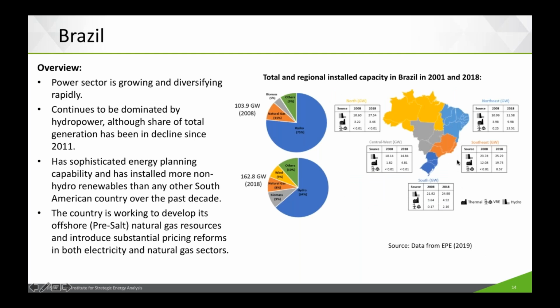So let's talk about Brazil, my home country. Brazil continues to be dominated by hydropower. However, you can see that the share of hydropower generation is decreasing, as Jeff already mentioned. In 2008, hydropower generation accounted for 75% of the total generation in Brazil, but in 2018 it accounted for only 64%. Brazil has very good energy planning capabilities and has developed several long-term auctions for wind and solar power, and very successful auctions. In the natural gas sector, Brazil is developing its offshore resources, especially from the pre-salt fields. And the country is also introducing market reforms to monetize this gas and finding ways to better integrate natural gas in the electricity sector. Next slide.